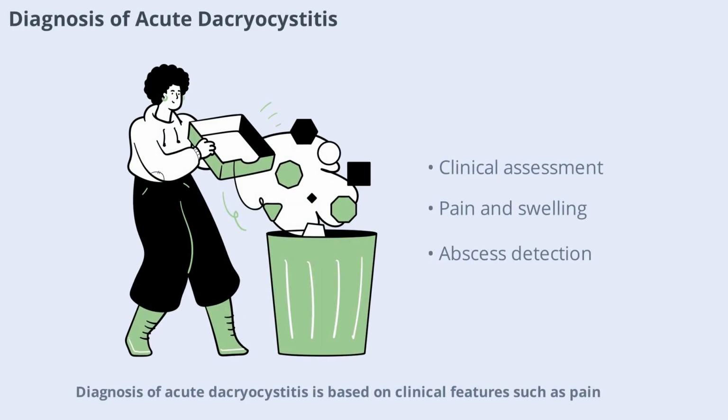Diagnosis of acute dacryocystitis is based on clinical features such as pain, swelling, redness, and tenderness over the sac area. The absence of regurgitation and the presence of fluctuation or abscess formation help distinguish it from other ocular conditions. Early recognition is key to effective management.